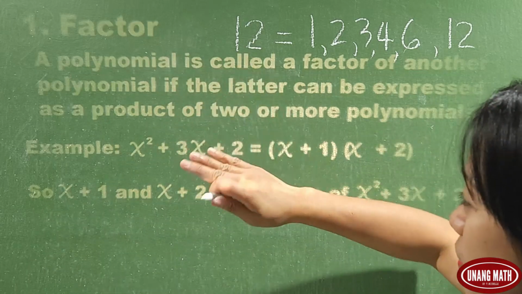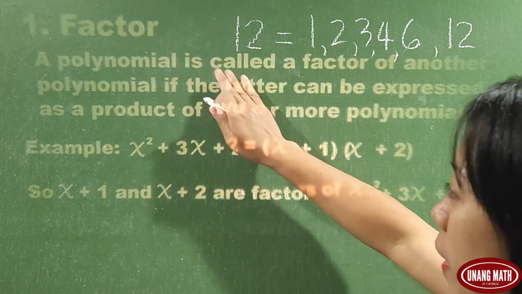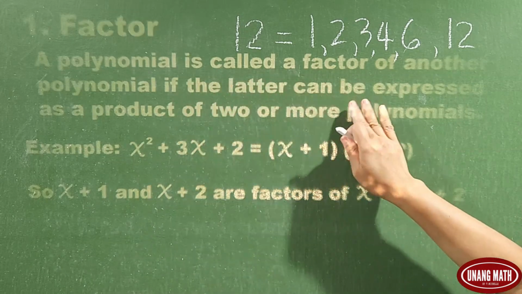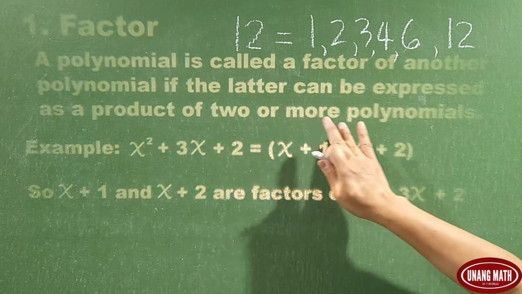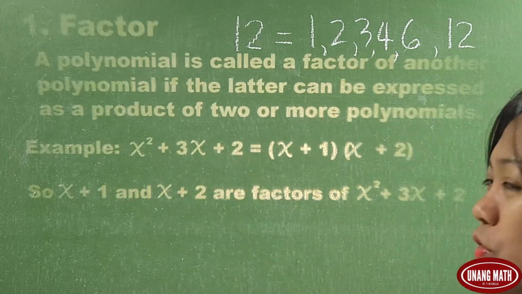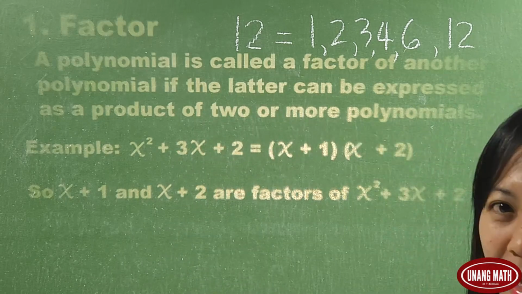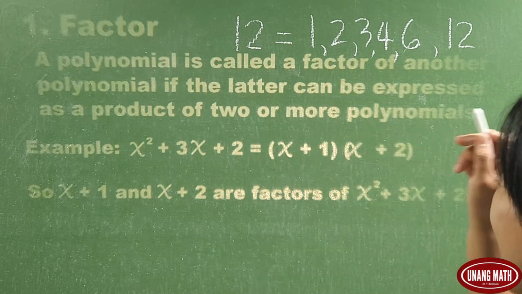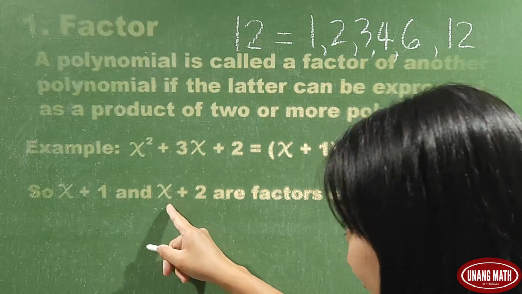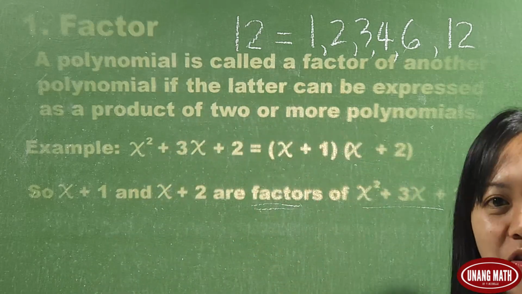Here, since we are dealing with polynomials and expressions, when we say factor, a polynomial is called a factor of another polynomial if the latter can be expressed as a product of two or more polynomials. Okay, example: this expression x squared plus 3x plus 2. If we express this as a product of two or more polynomials, that would be x plus 1 times x plus 2. Then this x plus 1 and x plus 2, these are what we call factors of this expression.